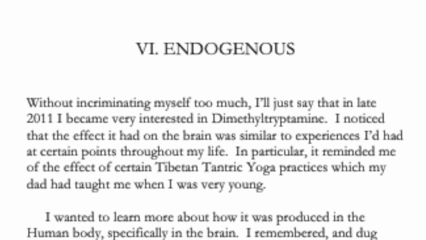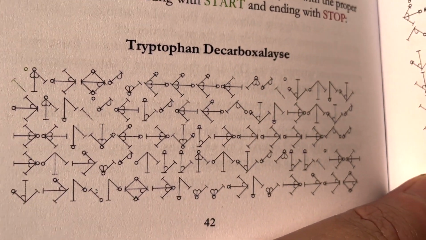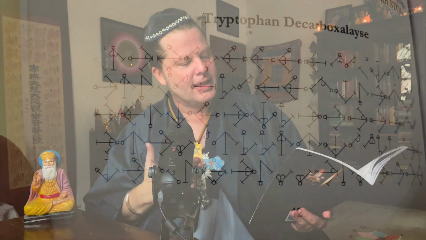Okay, so moving on to chapter 6, the chapter called Endogenous, with tryptophan decarboxylase. Now this is where it's strange, because valine has its vertical line when it's smaller.